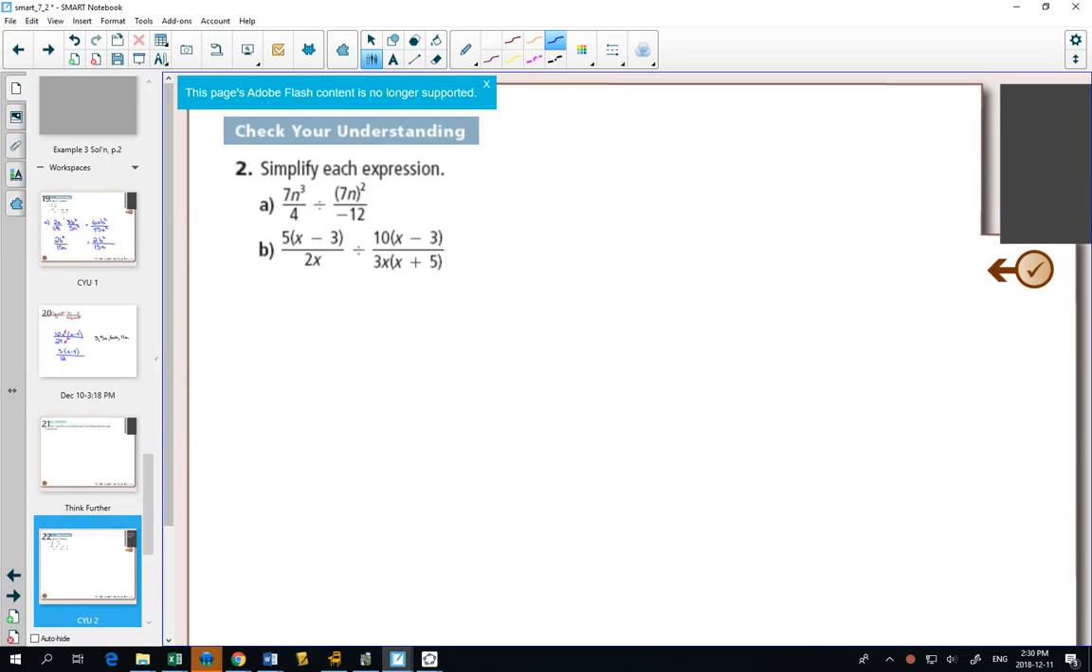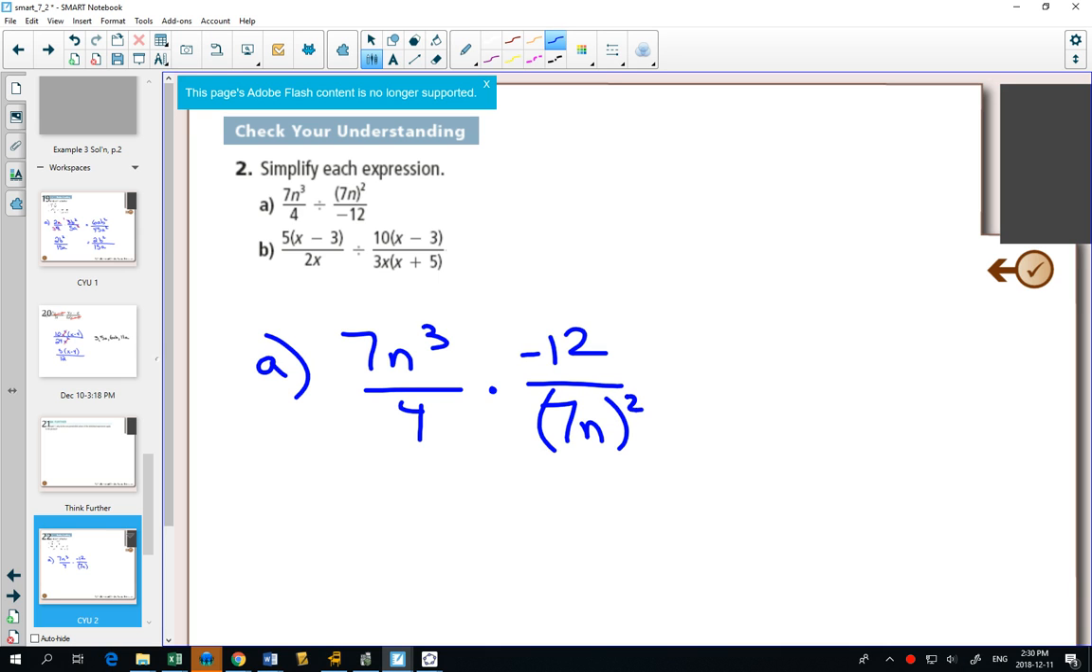So now we're dividing, and when you're dividing fractions it's the same as multiplying by the reciprocal. So we'd have negative 12 on the top and 7n in brackets squared. Well, 7n in brackets squared, I could rewrite that. 7n cubed over 4 times negative 12 over 49n squared.